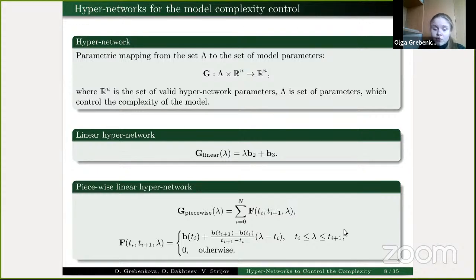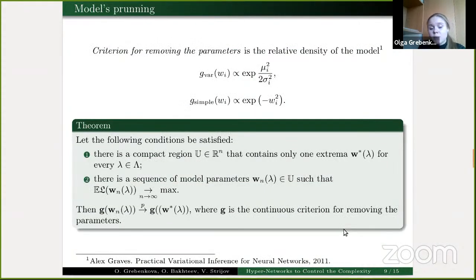The parameters of each model can be pruned after optimization using the approach described in the paper of Alex Graves. And as a criterion for removing the parameters, we use the relative density of the model. We also consider the simplified criterion, which can be applied without probabilistic assumption. It is on slide 2.